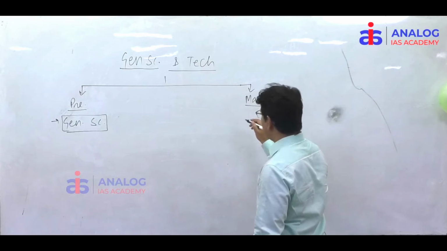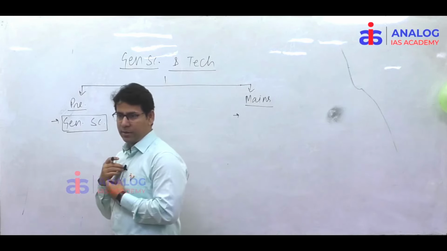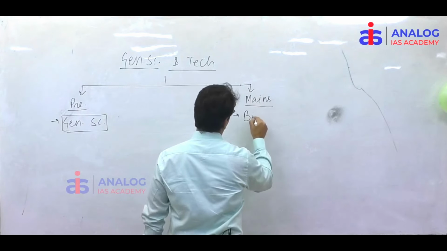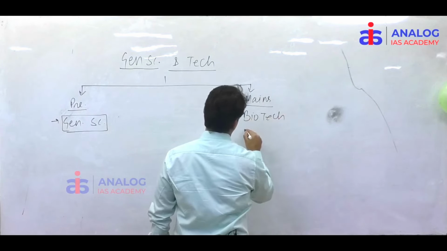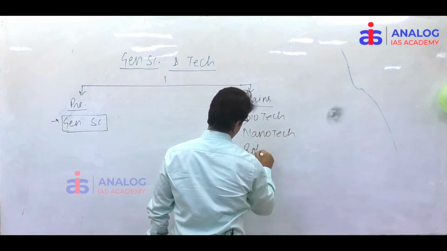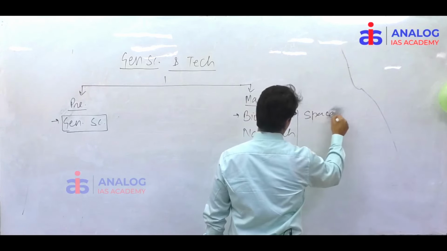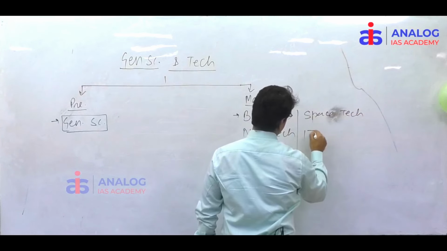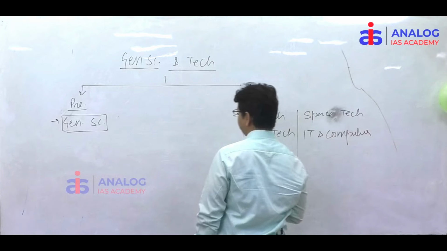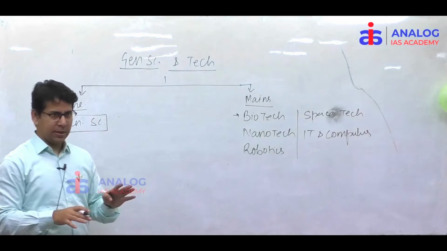Whereas in the mains part, the syllabus is defined. They have some points out there. Some chapters' names are there. Let's say I'll write the chapters' names. One is biotech, then nanotech, then there is robotics, then we have space tech, then we have IT and computers. So this is what UPSC has written. Right, these 5 chapters are written in the UPSC main syllabus.